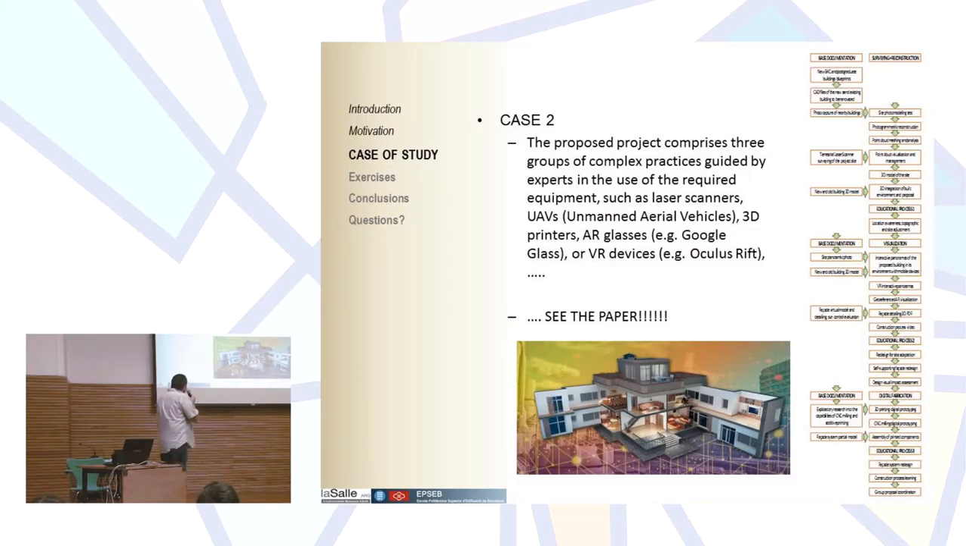Okay, the proposed project comprises three groups of complex practices. In this case, using laser scanners, 3D printers, augmented reality glasses, or virtual reality devices, for example, Oculus Rift. The idea is the same. You need to represent a complex building and the surface around the project. And in this case, the proposal is, okay, go to this software. You need only to work with this option, this option, this option, because it's the best option, it's a free software to get the model to pass to the next software and have the next steps to implement the project, okay? The design, or the schedule of the course, is this one.